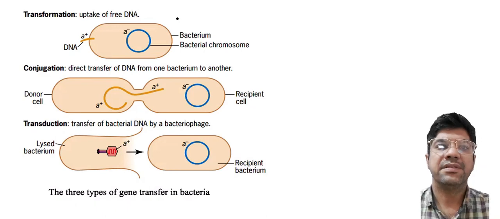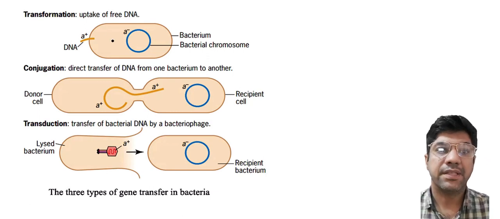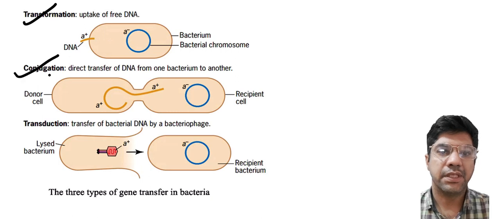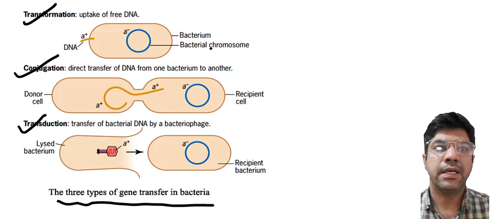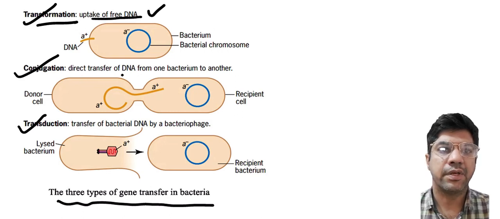Now let us discuss how the genetic material is transferred between cells. Three methods are there. One is transformation, second is conjugation, and third is transduction. So there are three types of gene transfer in bacteria. In transformation, there is uptake of free DNA. In conjugation, there is direct transfer of DNA from one bacterium to another.